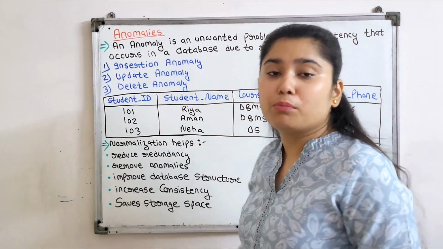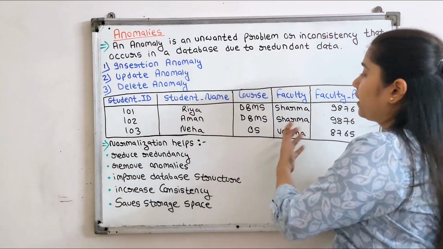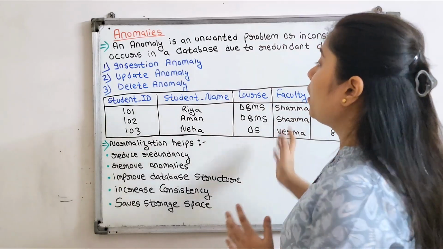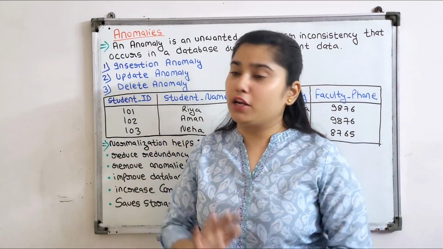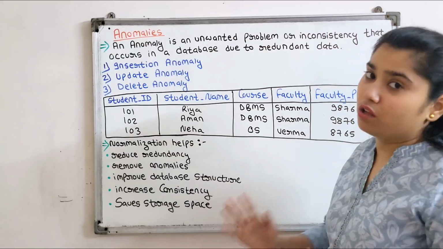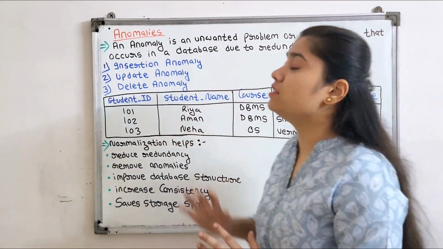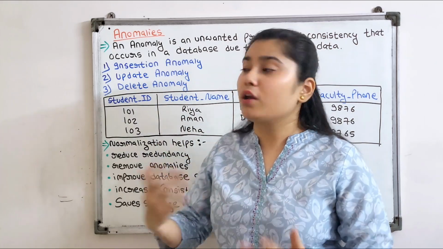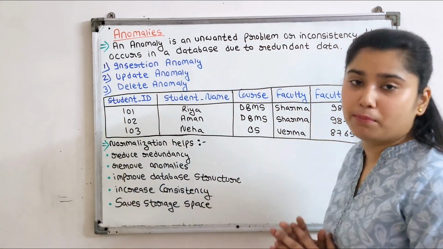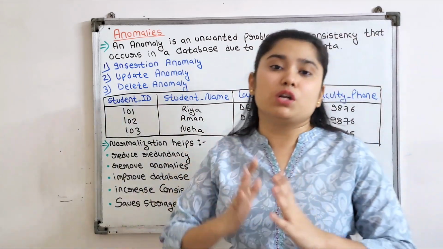What is the insertion anomaly? Suppose a new faculty joins the school, but no student is assigned yet. Can we insert the faculty details? No, because to store the faculty details, we must also insert the student data. We cannot insert only the faculty details in the table. So this is called the insertion anomaly.